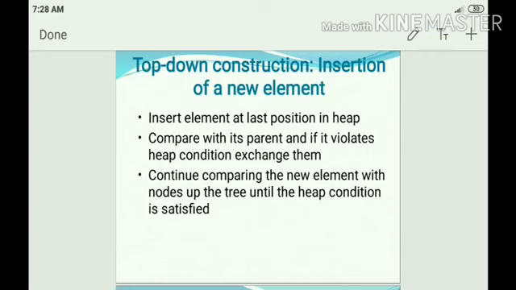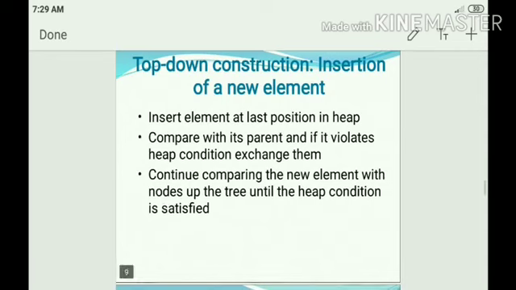Very firstly, we compare the key with its parent's key. If the latter is greater than or equal to the current key, then stop. Otherwise, swap these two keys and compare the newly inserted key with its parent. This swapping continues until the newly inserted key is not greater than its parent or it reaches the root. So let us see an example.